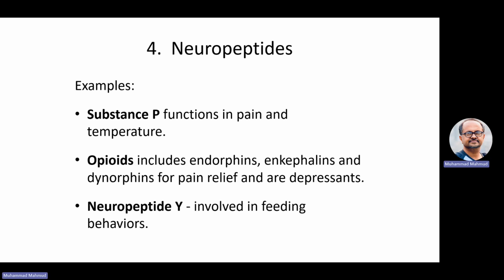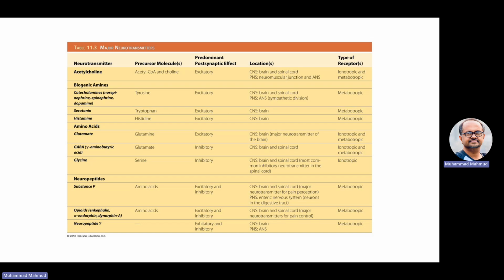In the fourth and last group, these are the neuropeptides: substance P, which functions in pain and temperature, and opioids, that includes endorphin, enkephalins, dynorphins. They are also for pain relief and depressants. And our feeding behavior involves neuropeptide Y. So there are many more, hundreds of them discovered so far. But for this course, we just need to know a few of these names in four groups.